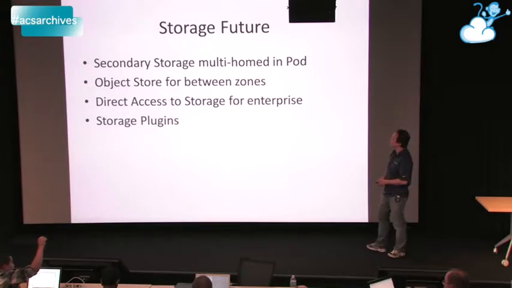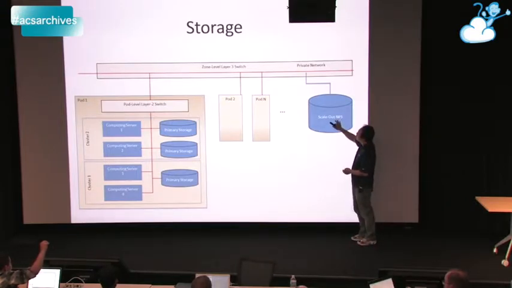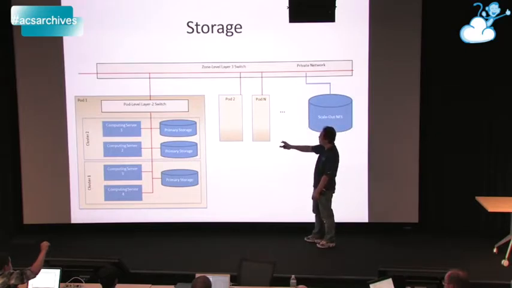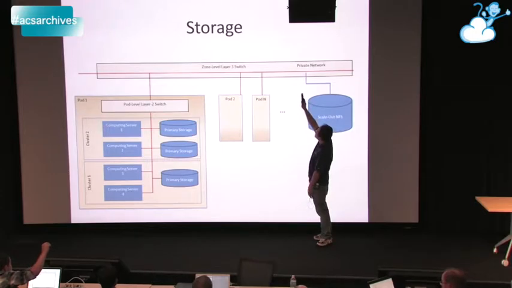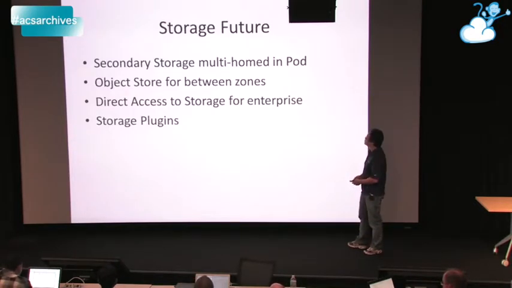Another problem that we have is that secondary storage is tied to the entire zone. If we go back to this slide, this one is always tied to the zone. And the problem is that when you're doing recurring snapshots as backup, the stress that you put on this layer 3 switch, with the number of VMs that we're talking about, is actually quite high. So we've been talking about the idea that secondary storage needs to be multi-homed into each pod, so that it has one interface in each pod, and then you can provide a backup network that is local to that pod, without going to the core switch for that data to go into the secondary storage.